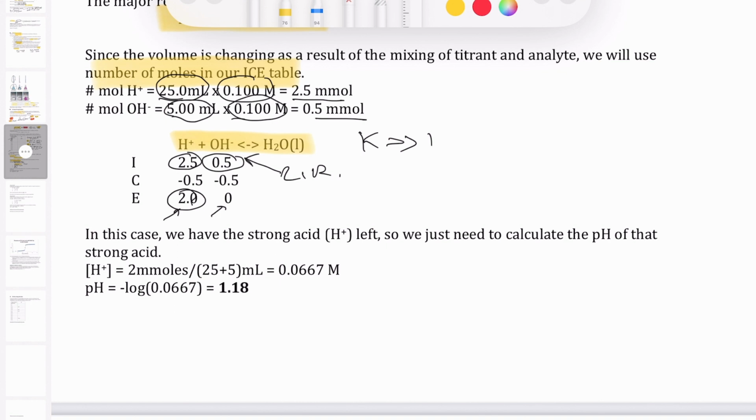Now, in reality, do we have some OH minus floating around? Yes, but that's not our concern right now because the amount of H plus is overwhelmingly large compared to the amount of OH minus. So we have to calculate the concentration of H plus left in the solution. Take the 2 millimoles that we get, divided by the total volume. The total volume is 25 milliliters of HCl plus the 5 milliliters of NaOH, so that's 30 milliliters total. Calculating that gives you 0.0667 molar. This is the concentration of H plus. So the pH is just the negative log of that number, which is 1.18.